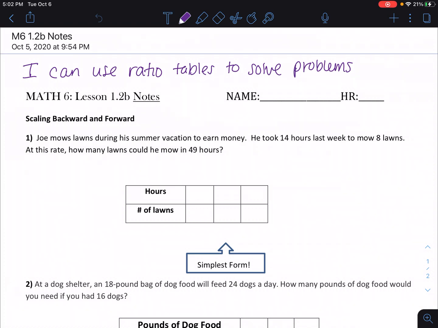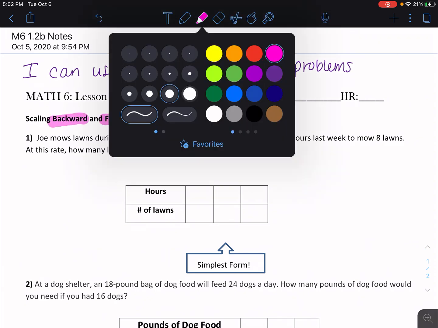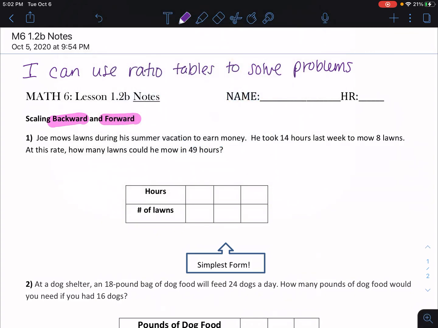All right, everyone, today we are going to be using ratio tables to scale backward and then forward. So we're going to be doing two things for each problem. They're going to be very similar problems to yesterday, only instead of going just one direction, we are going to first scale backward and use the center column of the table. Okay, this is the backward column. And then we are going to use that backward information to scale forward.